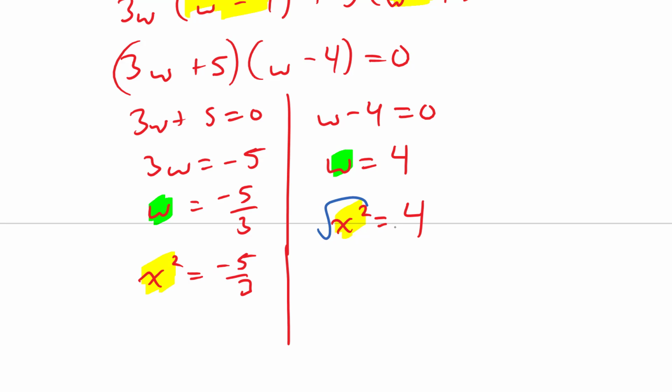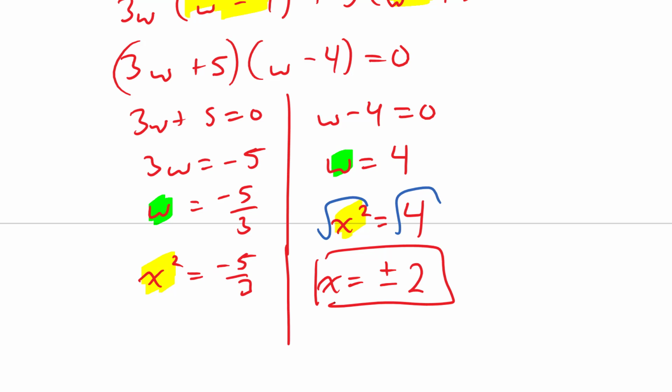This side's pretty easy. Square root both sides. So x is equal to both positive and negative 2. Two answers there. Do the same thing over here. Square root x squared, square root a negative number. Guess what? Doesn't work. No real roots. So what do we write here? We write invalid. This is not a solution. So there are only two correct answers to this one. X is equal to positive 2 and x is equal to negative 2.